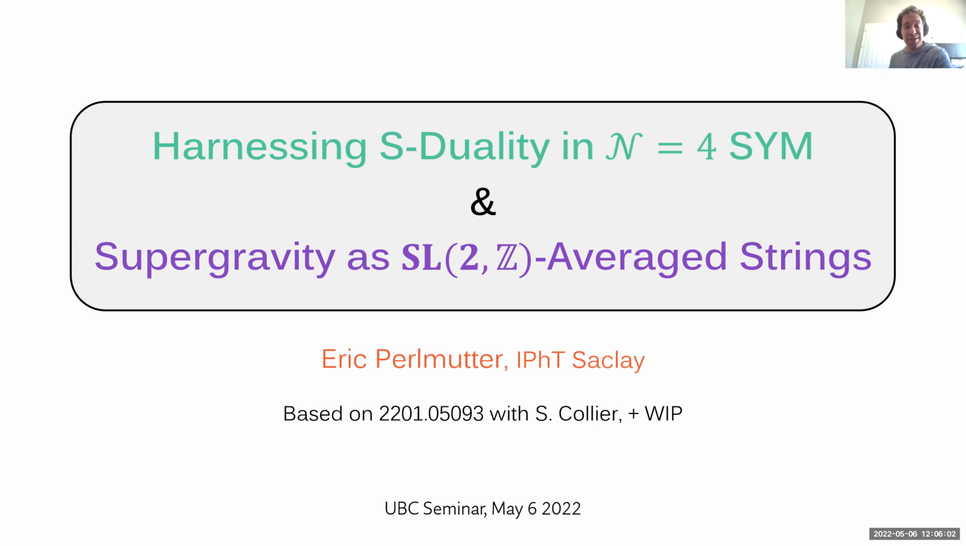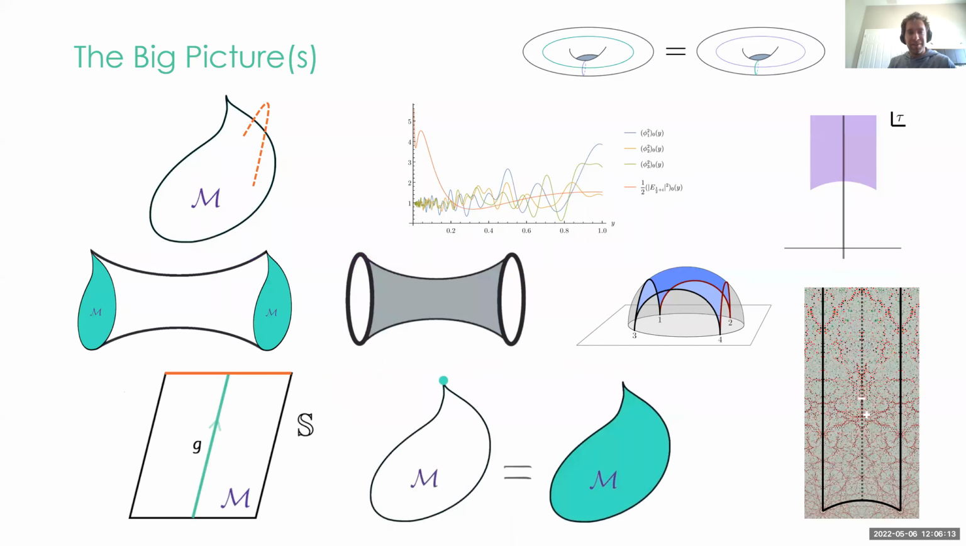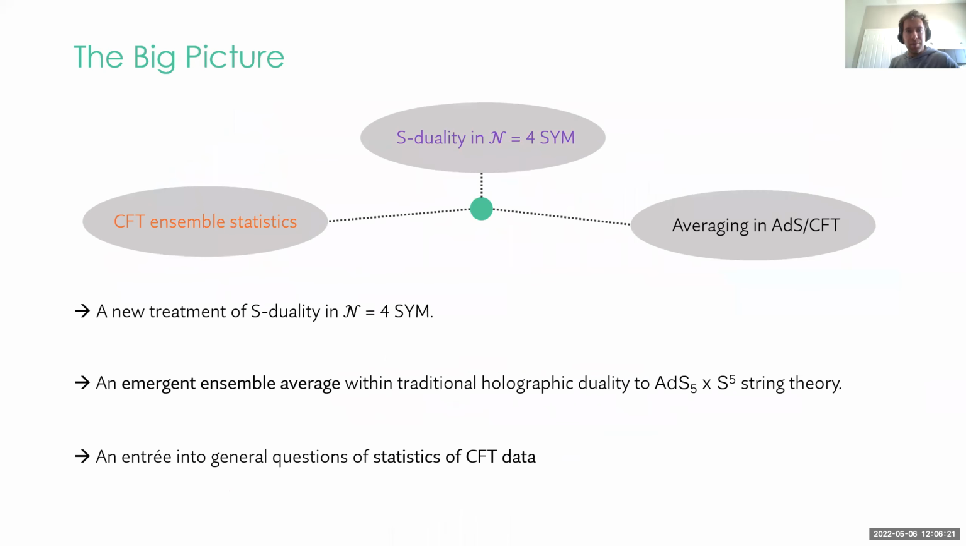So I'll be talking about a work that came out in January with Scott Collier, a postdoc in Princeton, and some work in progress along these general lines. And so here are the pictures that hopefully by the end we'll be able to understand a bit more of. What the talk is about in words is a combination of ideas from three different areas.